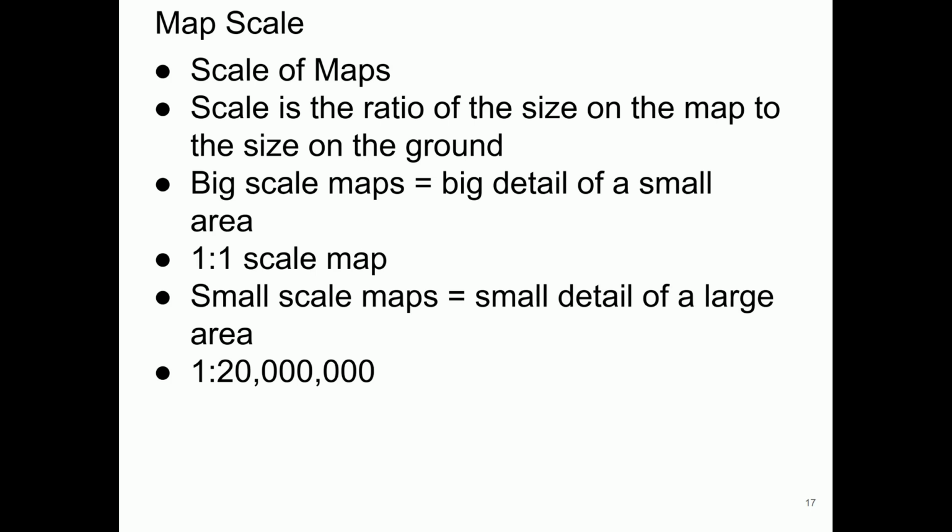So the smaller the denominator is, the larger the scale of the map. And the way I've started thinking about it this semester is the larger the scale of the map, the larger the map would be of the Earth, right? So a 1-to-1 scale map of the Earth would be as big as the Earth. A 1 to 20 million scale map would be 1/20 millionth of the size of Earth. It'd be about 6 feet wide.